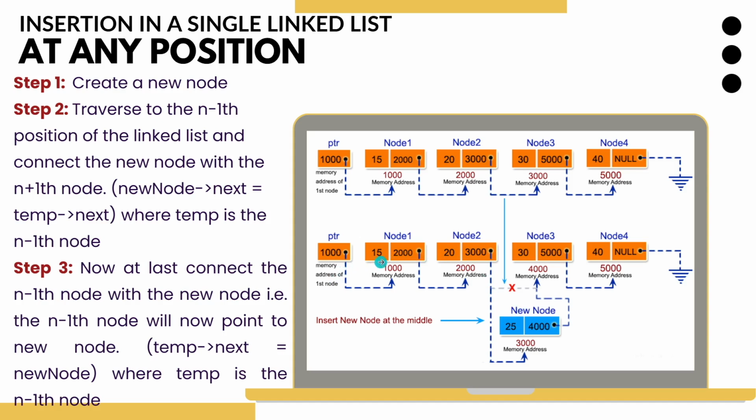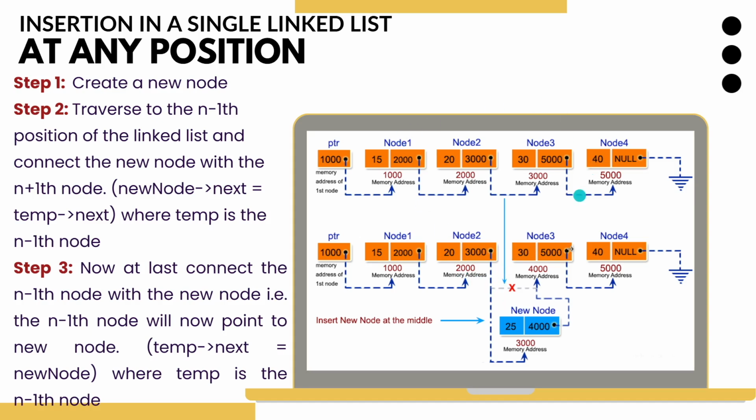So here 15 is less than 25, so we move to the next. 20 is less than 25, we move to the next. And then we check 30, whether 25 is less than 30. If so, we stop here and fix this as the position. So depending upon our requirement, we can write conditions.